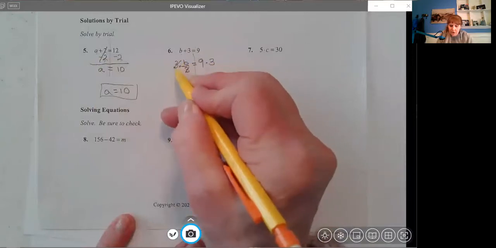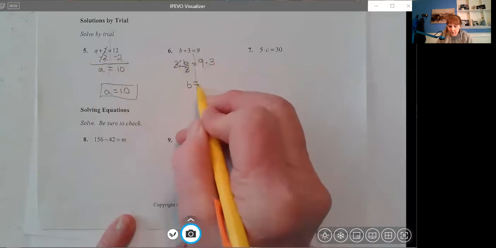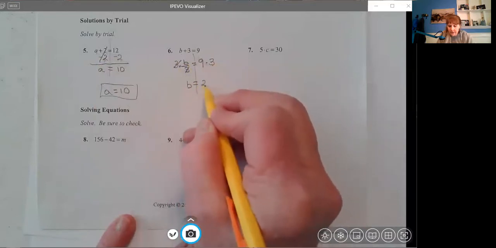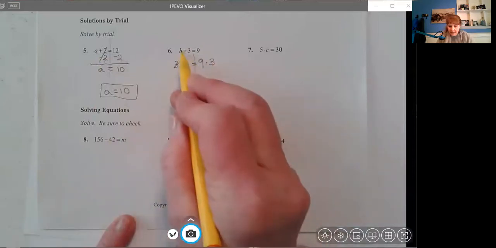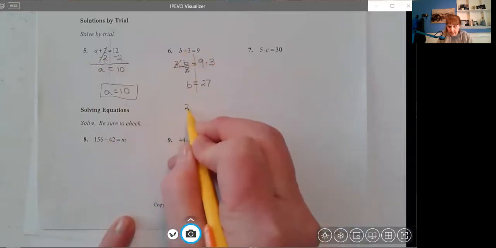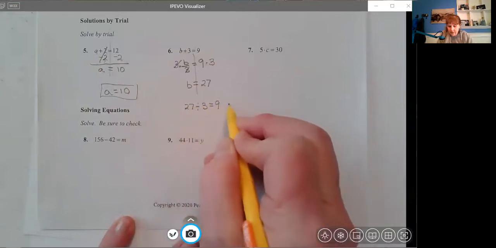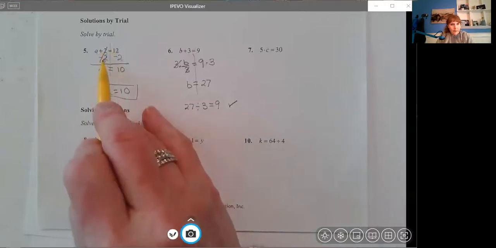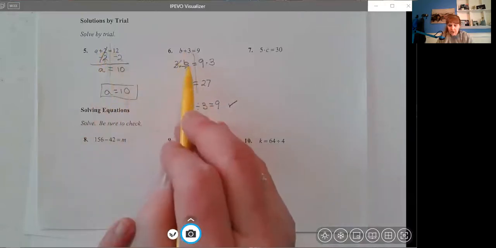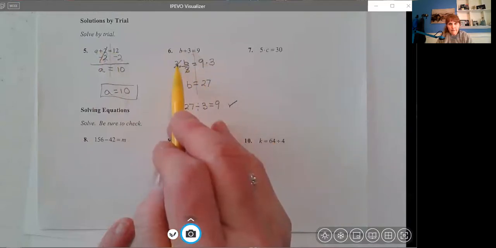And these cancel each other out. So b then is equal to 9 times 3 is 27. So checking it, putting it back in as your check, 27 divided by 3 is 9. So it does check. It's a good idea to put it back in and look. All right, so here we added the opposite. Here, if it's division, we multiplied both sides to cancel that out.